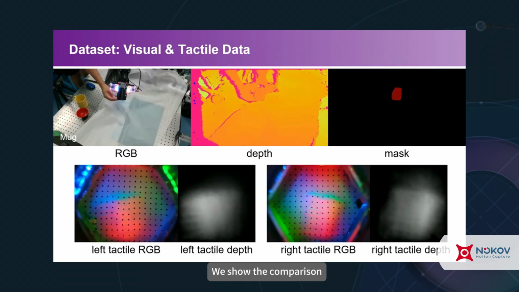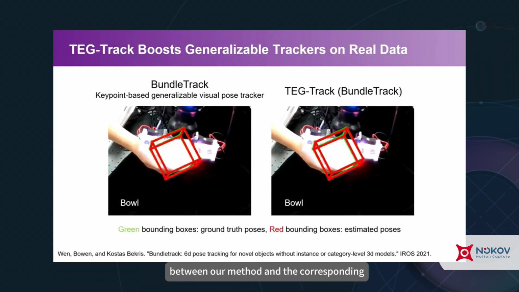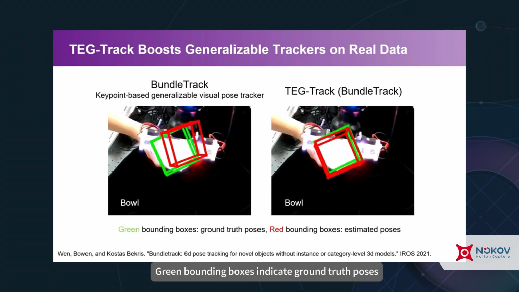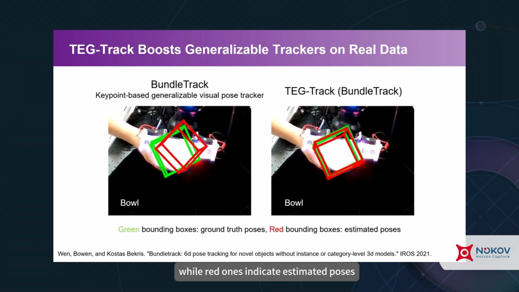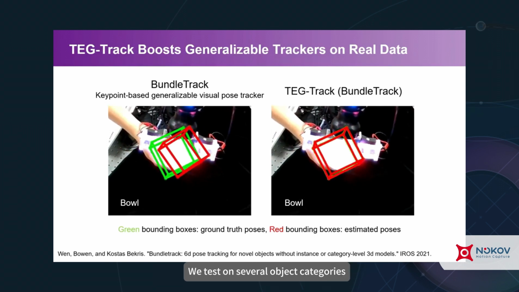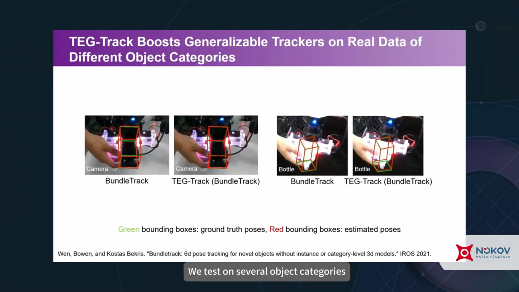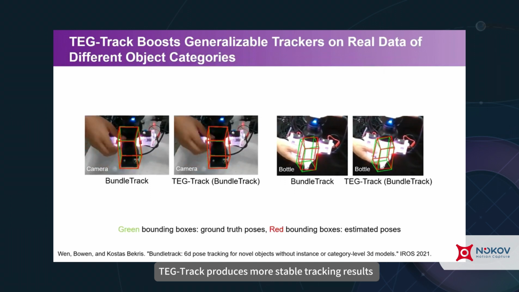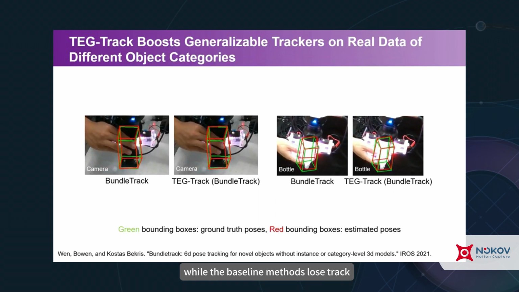We show the comparison between our method and the corresponding generalizable visual tracker. Green bounding boxes indicate ground truth poses, while red ones indicate estimated poses. Results show that TegTrack boosts generalizable trackers on real data. We test on several object categories, with TegTrack demonstrating significant improvements. TegTrack produces more stable tracking results while the baseline methods lose track.